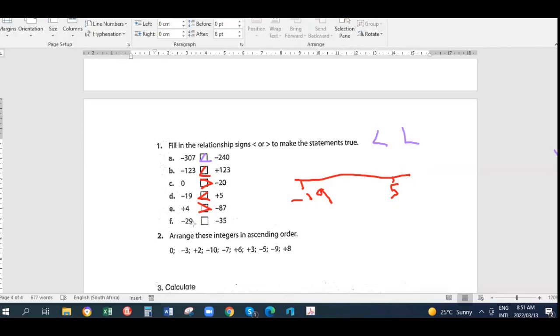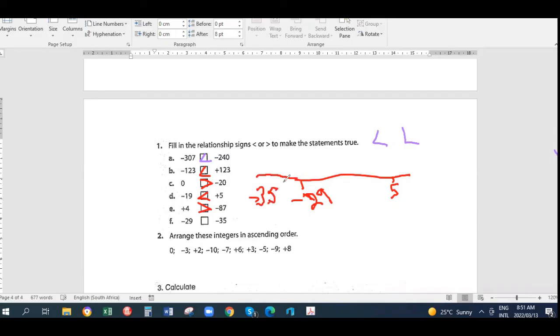And negative 29 and negative 35, both are negatives on this side of the number line. But we have negative 35 right on this end and negative 29 here, which means negative 29 will be bigger than negative 35. We'll have negative 29 here, but then we're going to have your negative 35 further down the line.